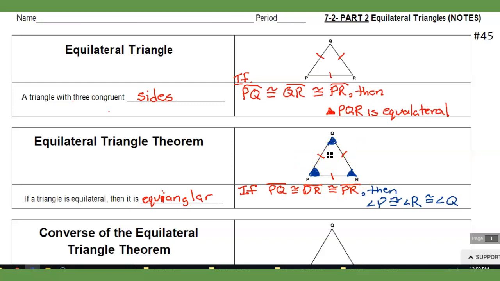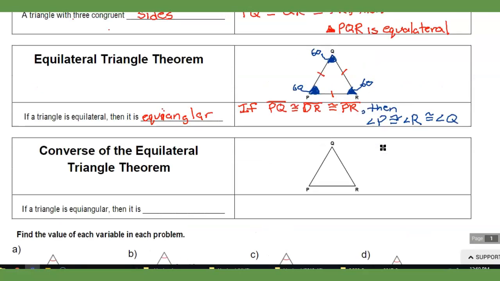Now because of that, no matter what, you always have a 60, 60, 60. Couldn't do that with isosceles triangles. You couldn't say, well, these two must be this measurement. Unless we knew the vertex, we could not calculate it. But here, definitely can.